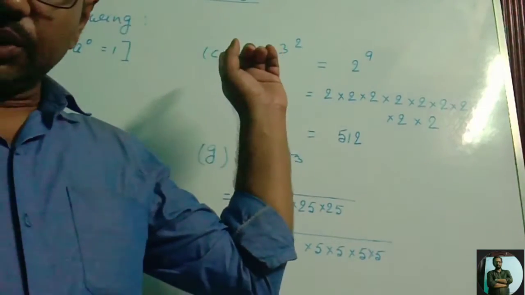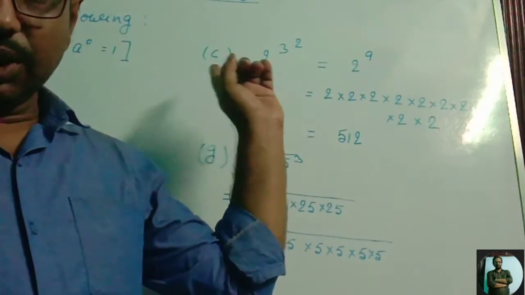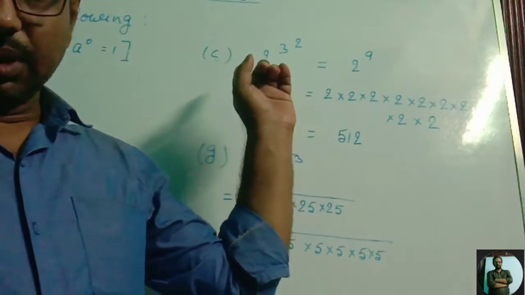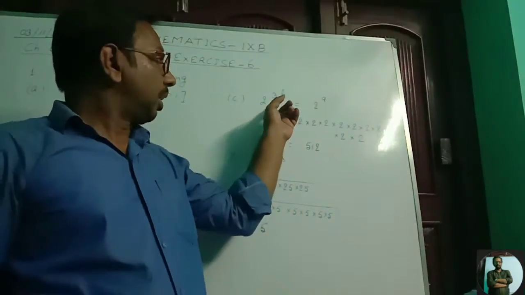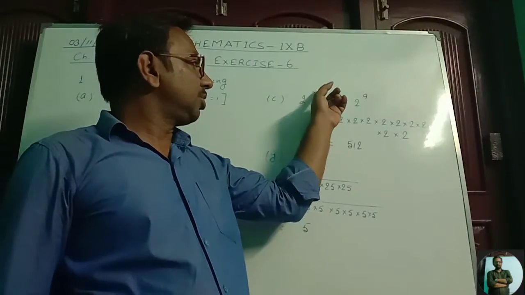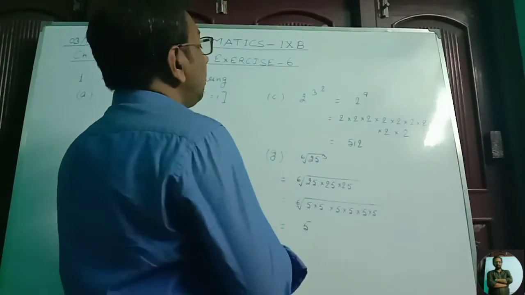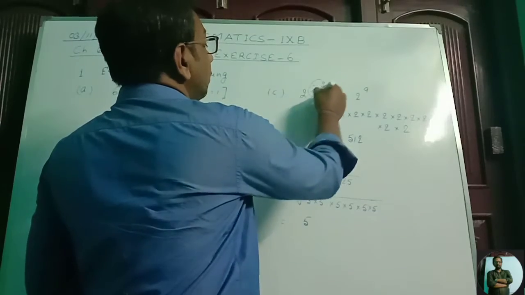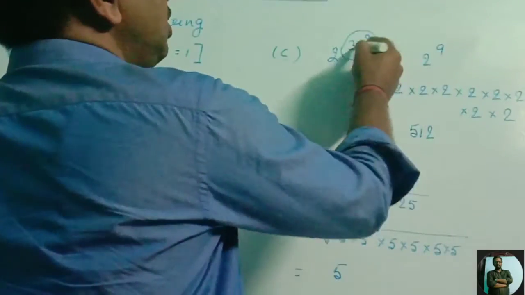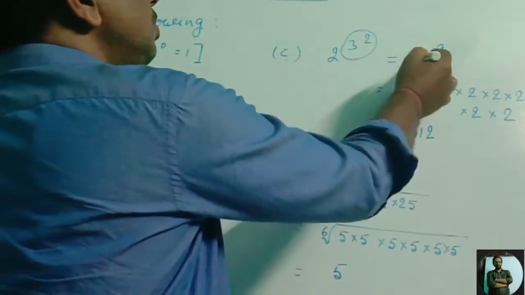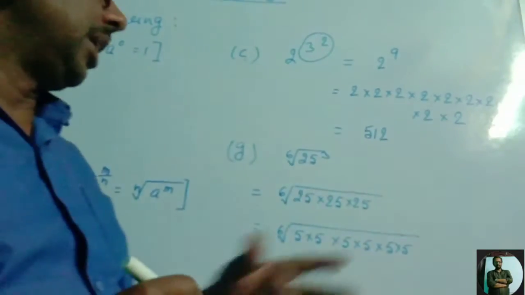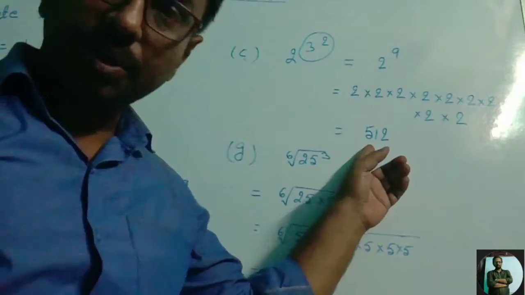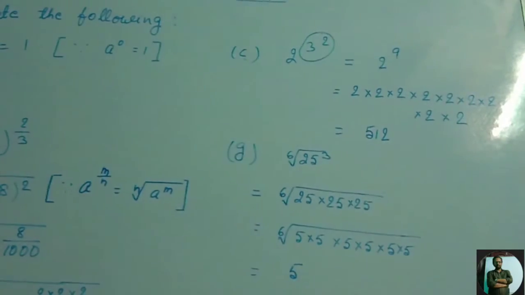Regarding this question, I want to say there is no rule given in the laws of indices. So I repeat, at first I solved this. We got 9. 3 square means 9. Now the base is 2, so 2 to the power 9. Now I wrote 2 nine times and multiplied those. I got 512.